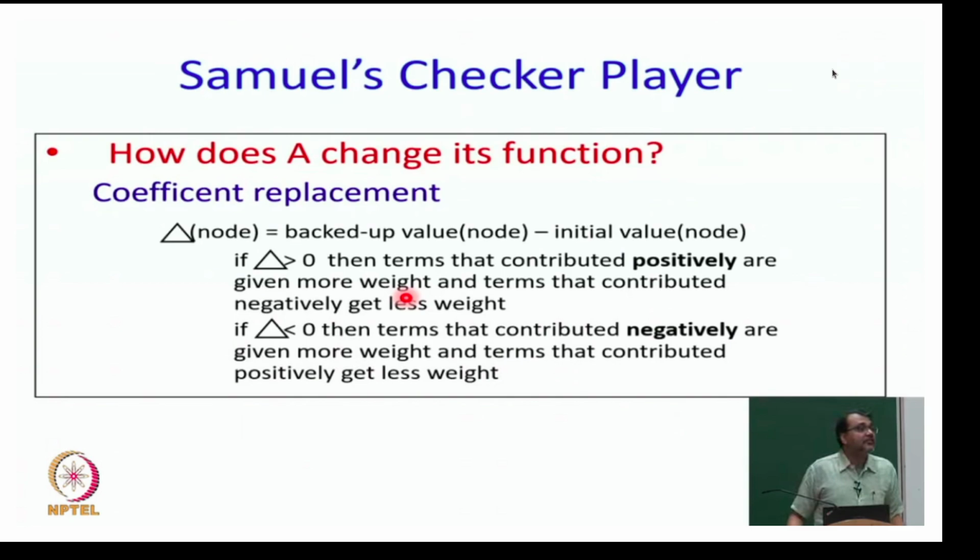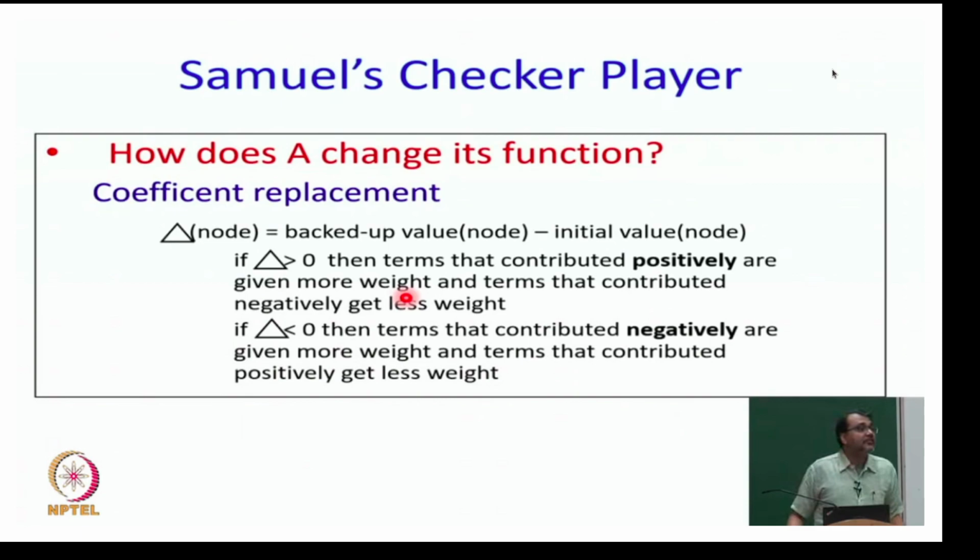Now given a scenario, if delta of node, meaning backup value of the node minus initial value, is greater than 0, then you think that whatever weightage I have given is not appropriately correct. I need to increase their weightage, increase their importance, right? So if it was W1, W2 and W3, you are making W1 dash, which is equivalent to W1 plus delta into alpha something, right? Similarly for the other ones, you are increasing that part.